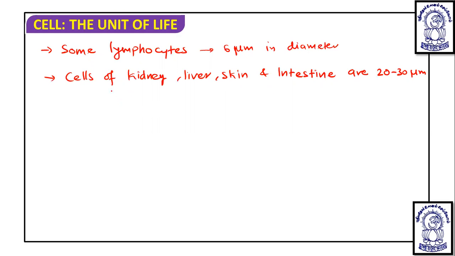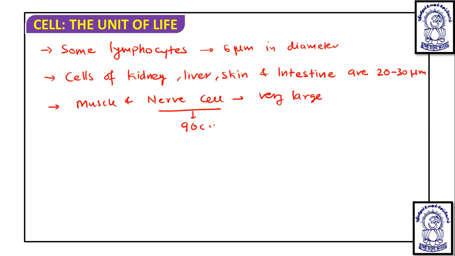Then, if we talk about muscle and nerve cells, we have discussed they are large sized. They are very large. They can be approximately 1 to 40 millimeter long, like striated muscle. And nerve cells are the longest cells. They are approximately 90 centimeter in length. Nerve cells can reach up to this 90 centimeter length.